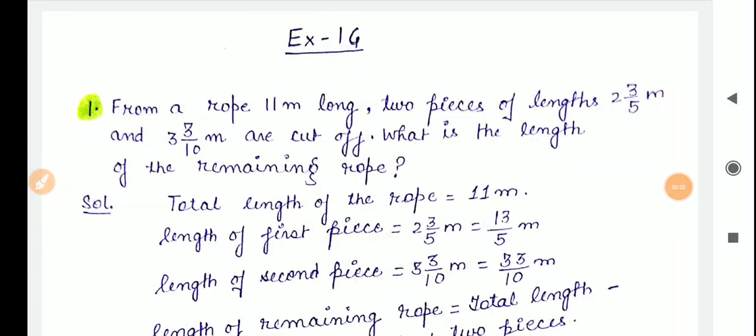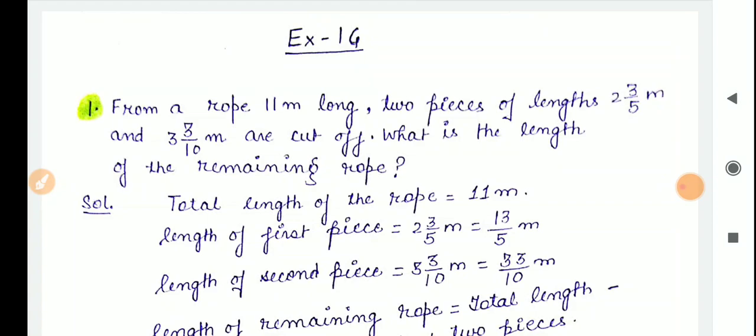Hello my dear students. In this video we are going to start our next exercise, that is 1G. This exercise consists of all word problems. We are going to solve each and every question of this exercise. The first question, here it goes.